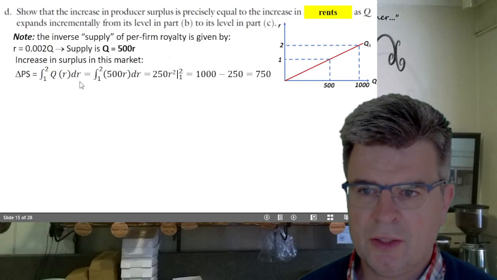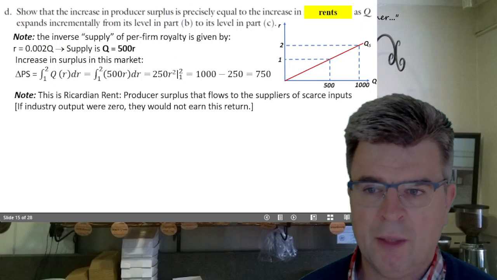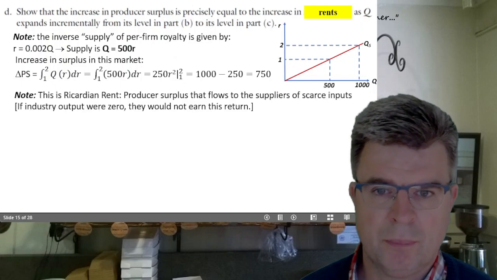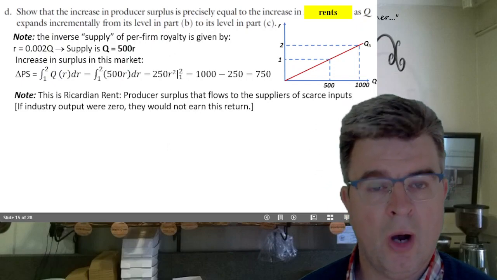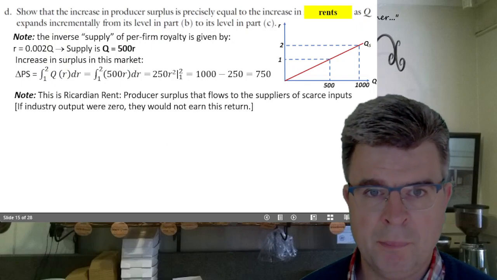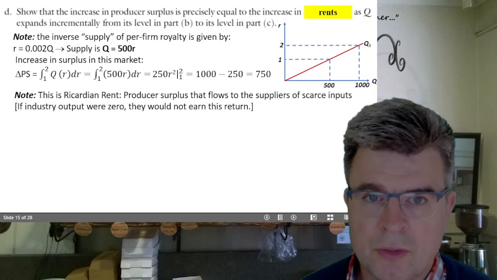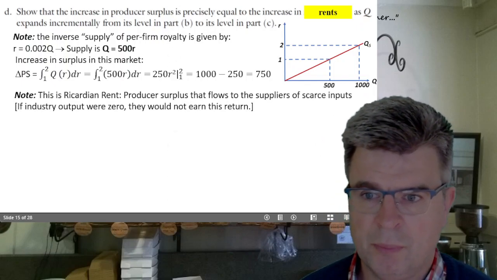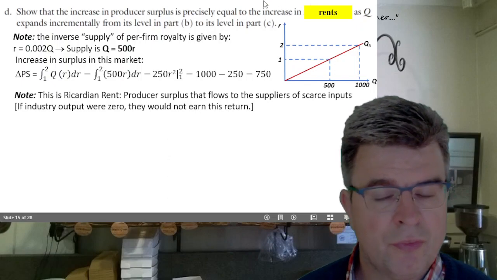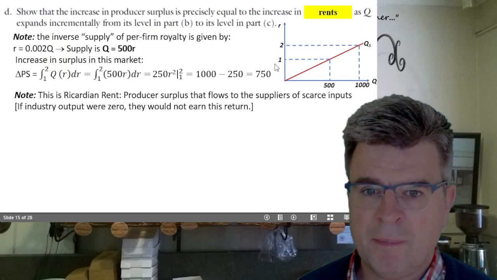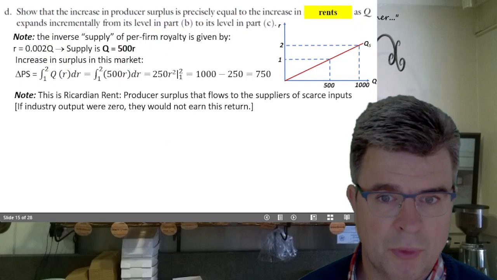So this is the change in the surplus in the market for copying rights, and we call this the Ricardian rent. It's the producer surplus that flows to the owners, the suppliers of the scarce inputs. And in this case, the scarce inputs are not the videotapes, but the rights to make copies. And if this market would not exist for videotapes, as it does nowadays, then the owners of the copying rights would not earn anything.